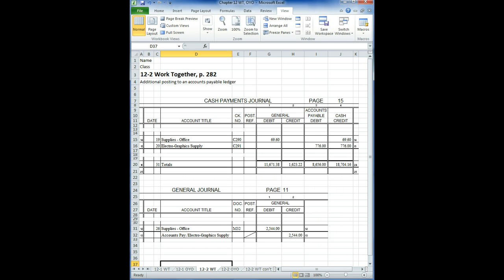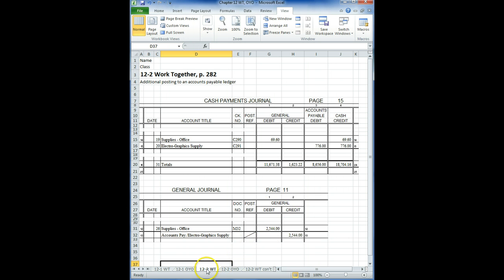are given in the working papers, also known as our Excel file, page 15 of the Cash Payments Journal, and page 11 of the General Journal. Also given in the working papers is an accounts payable ledger account form for electrographic supply, plus a blank form for preparation of a schedule of accounts payable. Your instructor, still me, will guide you through the following examples.